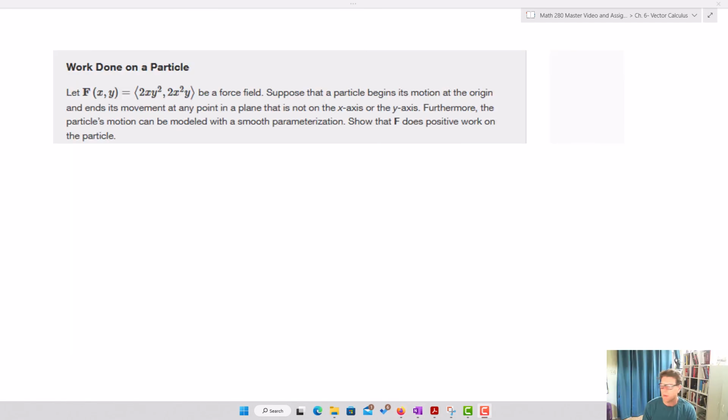So let's consider a situation where this might come in handy. Suppose that f of x, y equals 2xy squared and 2x squared y, and it's a force field. Suppose we have a particle that begins its motion at the origin and ends its movement at any point in a plane that is not on the x-axis or the y-axis. Furthermore, the particle's motion can be modeled with a smooth parametrization. We want to show that f does positive work on the particle. Since we don't know the path, we've got a problem, unless this is a conservative vector field. So let's see if it actually is.